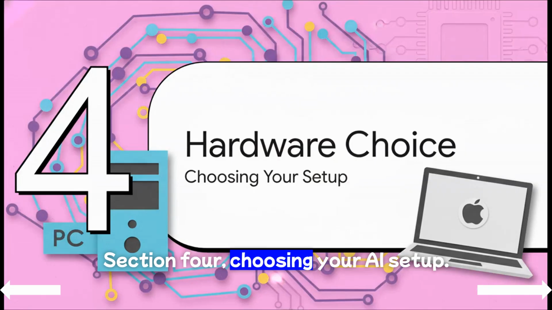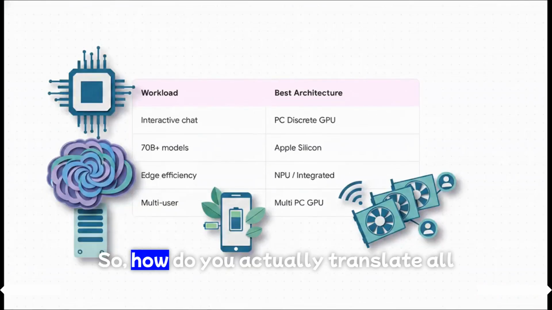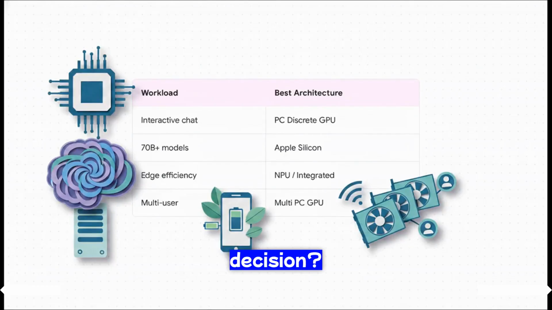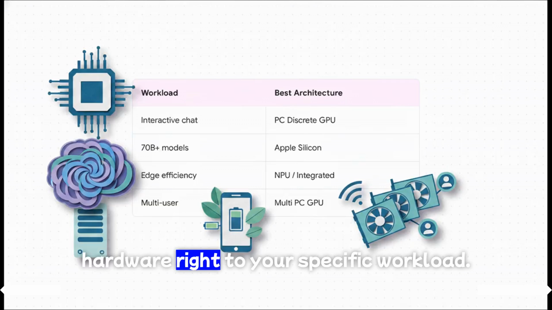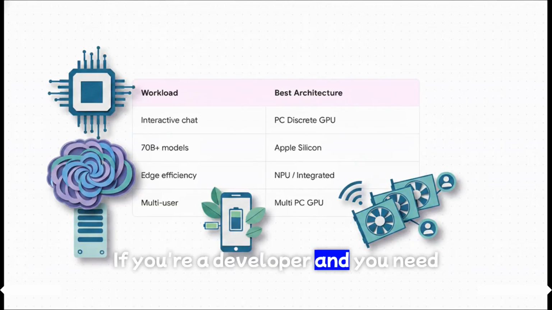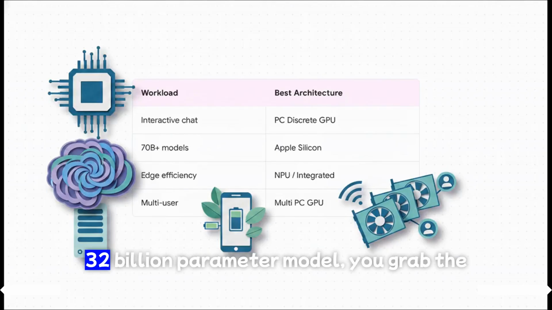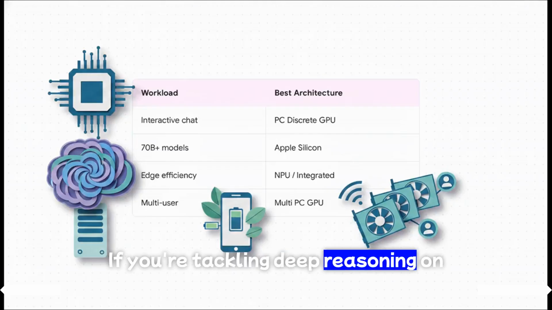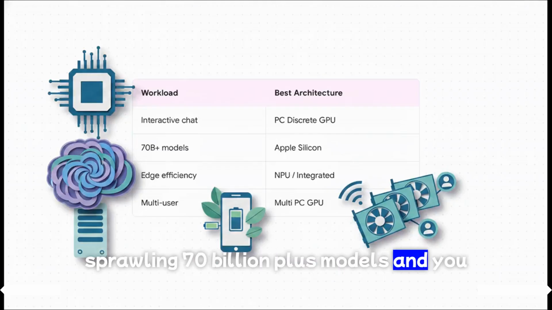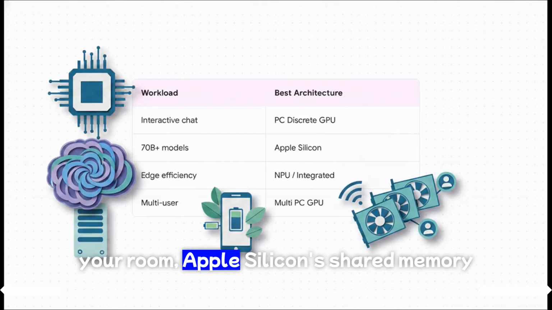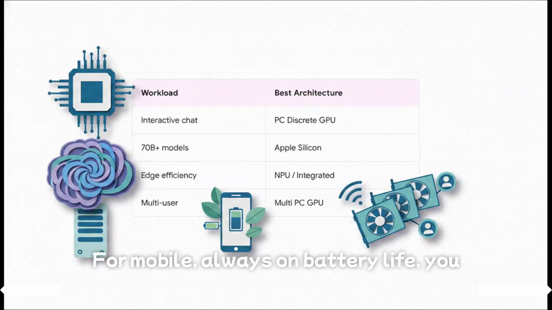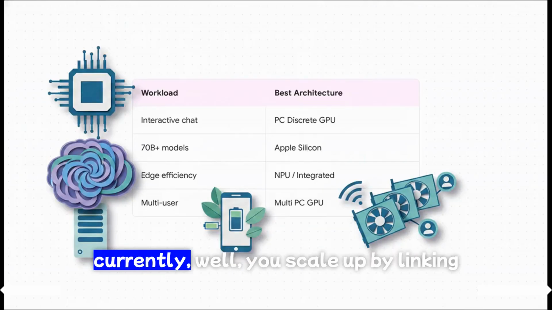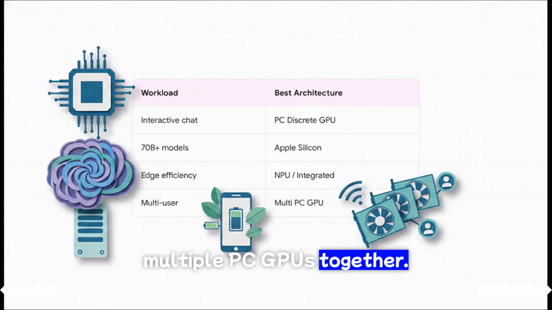Section 4. Choosing your AI setup. So how do you actually translate all these fascinating architectural differences into a real purchasing decision? Well, it's all about matching the hardware to your specific workload. If you're a developer and you need blazing fast code generation from an 8 to 32 billion parameter model, you grab the PC discrete GPU for that extreme bandwidth. If you're tackling deep reasoning on sprawling 70 billion plus models and you really don't want a noisy server rack in your room, Apple Silicon's shared memory pool is your clear winner. For mobile, always-on battery life, you want to lean on NPUs. And if you need to serve multiple users concurrently, well, you scale up by linking multiple PC GPUs together.